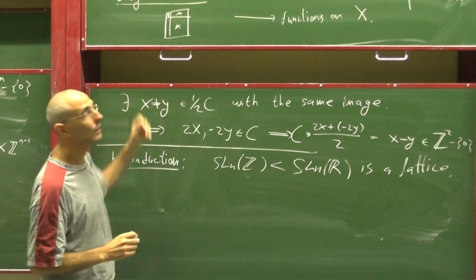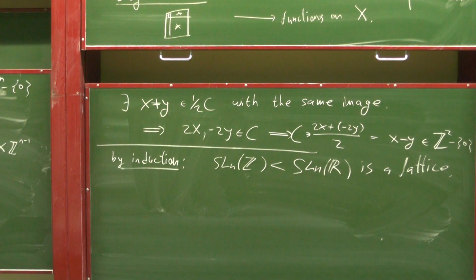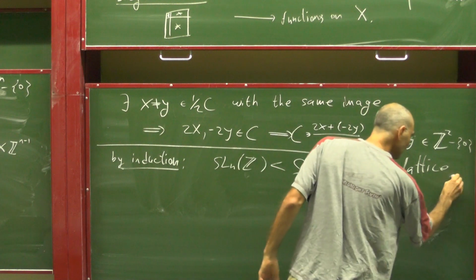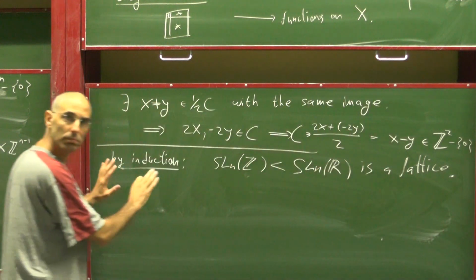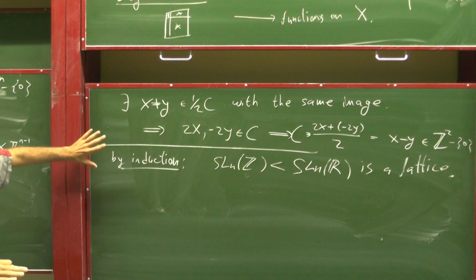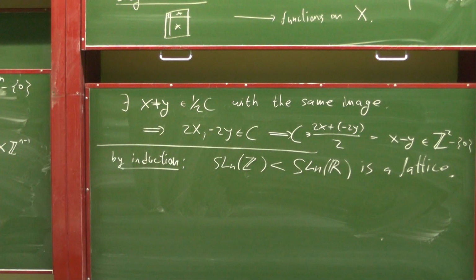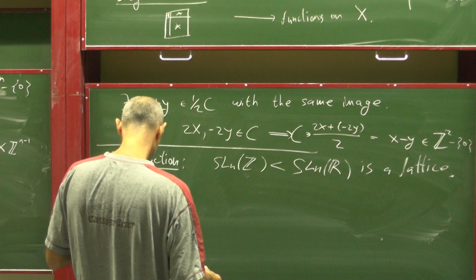Okay, so this term that I did give you can pretty easily be transferred into a general proof that SLnZ is a lattice in SLnR, but let me continue my historical remarks.